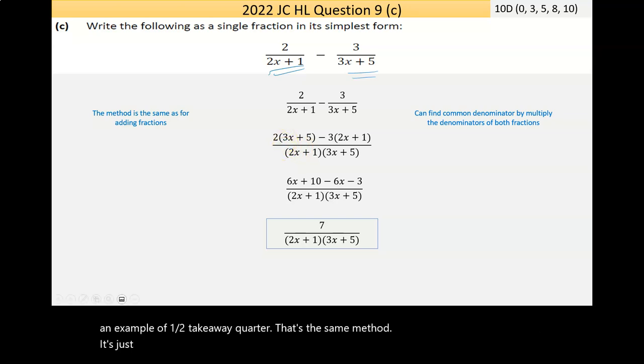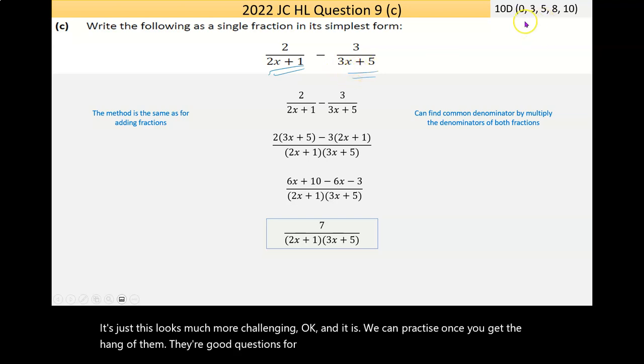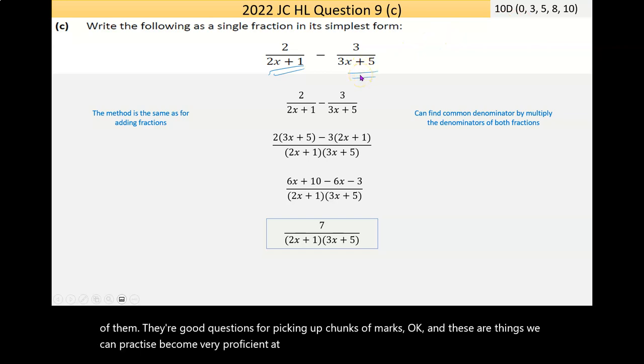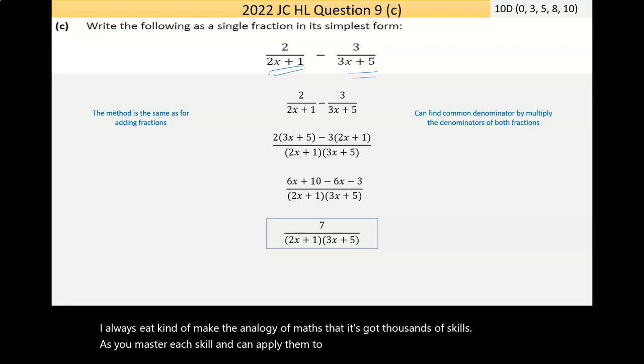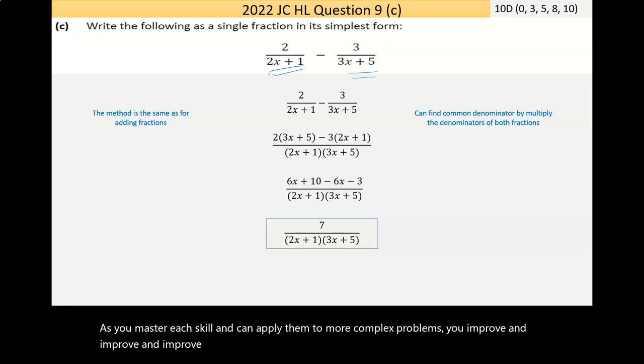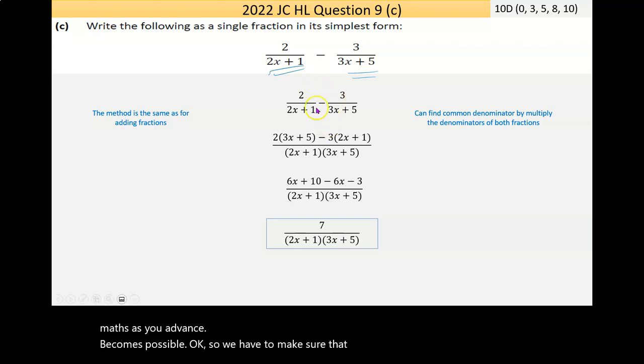It's just this looks much more challenging. And it is something you can practice. Once you get the hang of them, they're good questions for picking up chunks of marks. And these are the kind of things we can practice to become very proficient at. I always make the analogy of maths that it's got thousands of skills. As you master each skill and can apply them to more complex problems, you improve and improve and improve. If you don't have the basic skills, the problem solving that comes in maths as you advance becomes impossible. So we have to make sure that these skills of algebra are second nature to be proficient, especially at higher level.